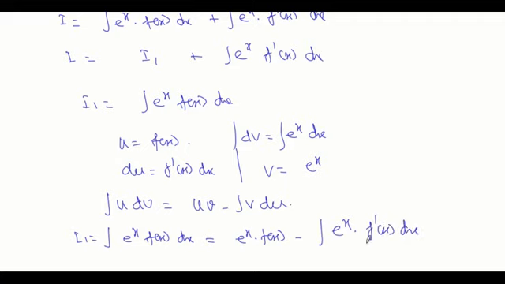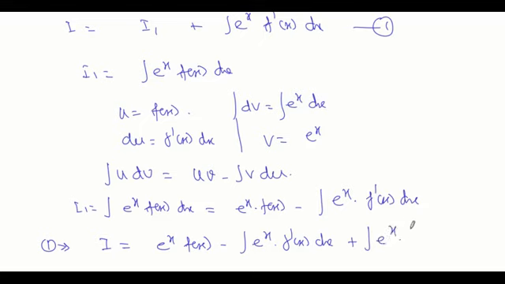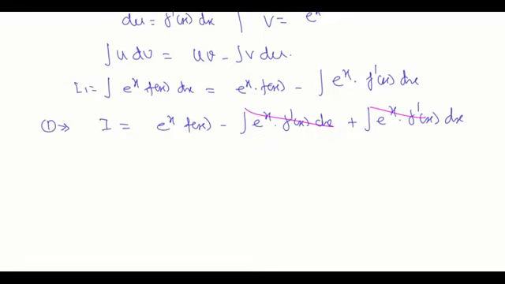Children, I got I1 like this. So I'm going to replace. If I name this as 1, it is better for us to understand. So therefore this 1 implies I is nothing but I1, which is e power x f of x minus integral e power x f dash of x dx, plus this integral e power x into f dash of x dx. Now what do you observe, children? These both are same, no? You can cancel them.